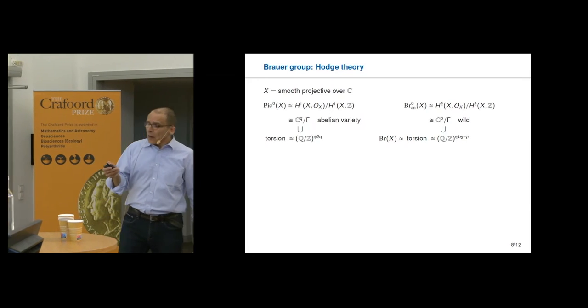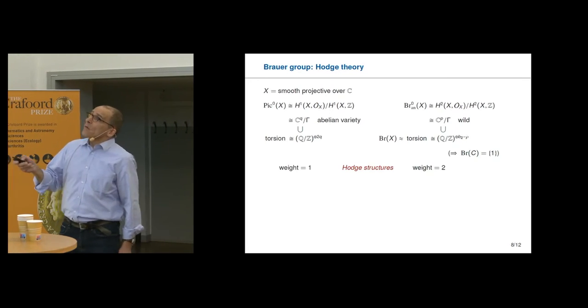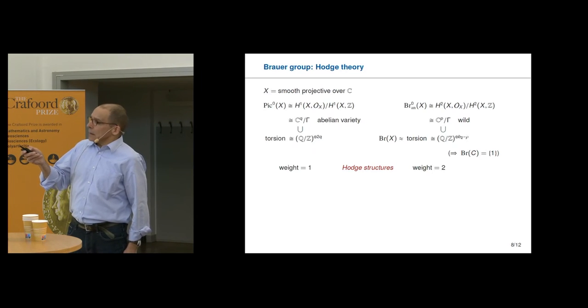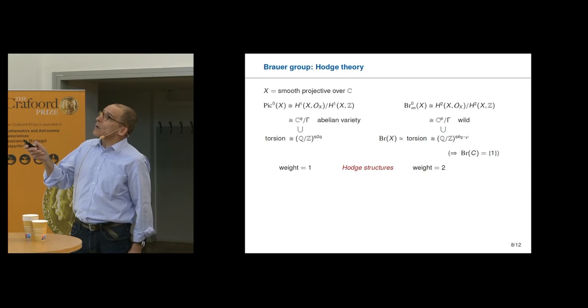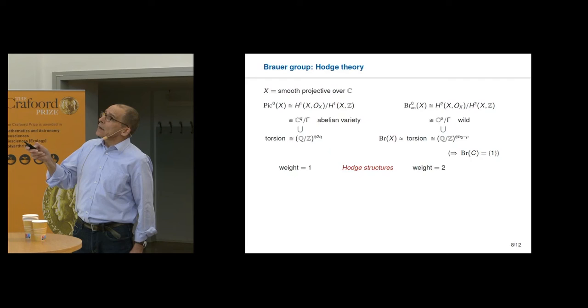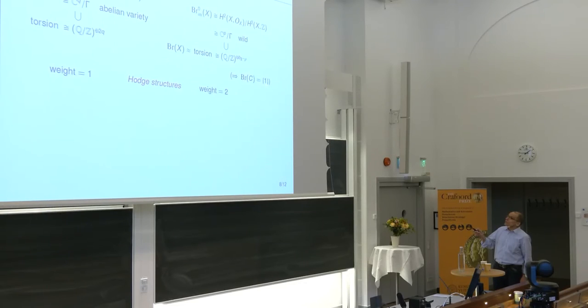Okay, and maybe I should have said this here. By the way, in this description, b2 is the second Betti number, rho is the Picard number, and that gives you this result I mentioned before, that the Brauer group of a complex curve is always trivial. So you see, in this sense, Picard groups are linked to weight 1 Hodge structures, and Brauer groups are linked to weight 2 Hodge structures.